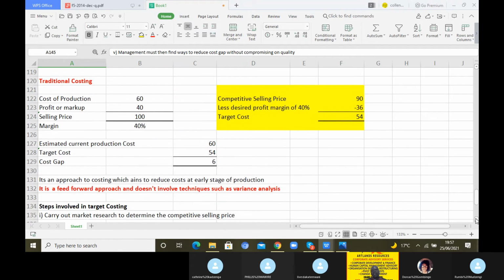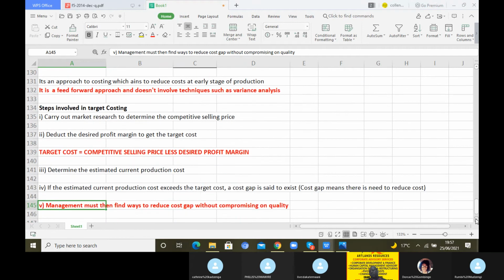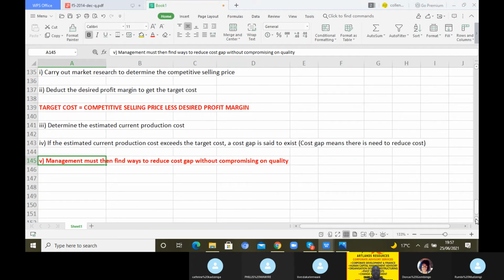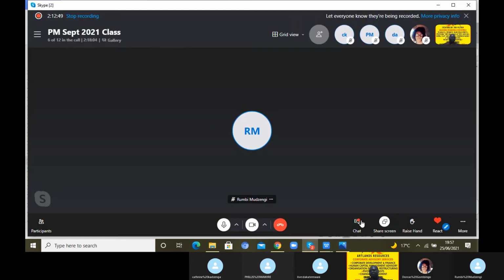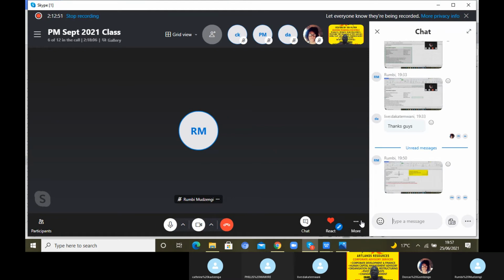Can you type in the chat? How do you suggest we should reduce cost gap without compromising on quality? Don't worry. Whatever you are going to type is correct because you are still learning. You are still in class. I am currently producing cakes at 60, and after calculating the cost gap against the target cost, I need to produce them at 54. Now, how can I take my cost from 60 to 54, but without compromising the quality of the cake? I'm seeing one person typing.